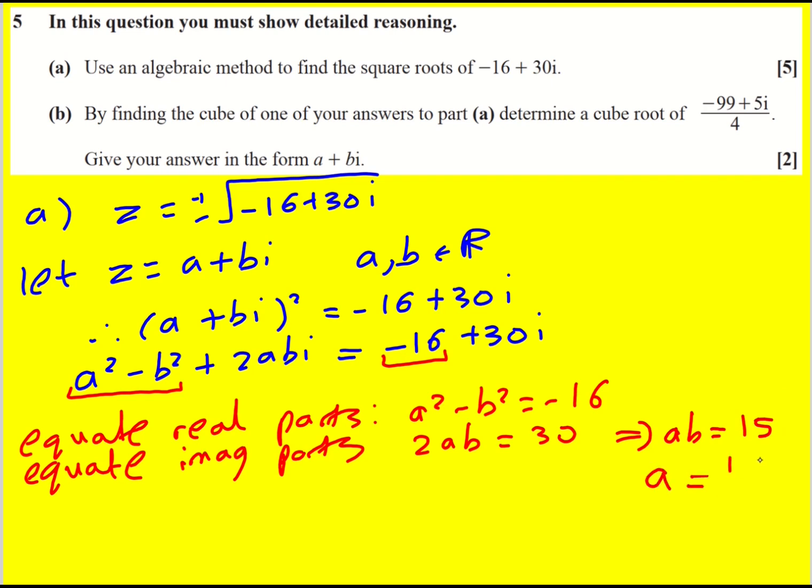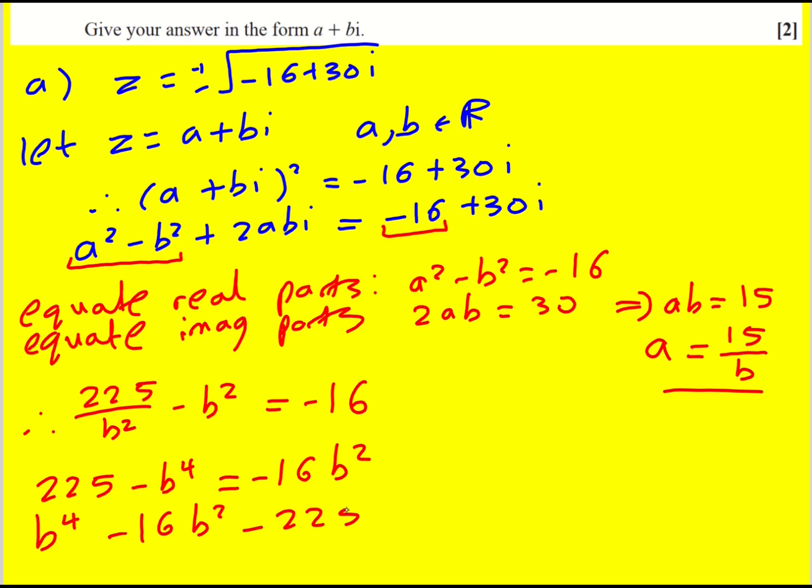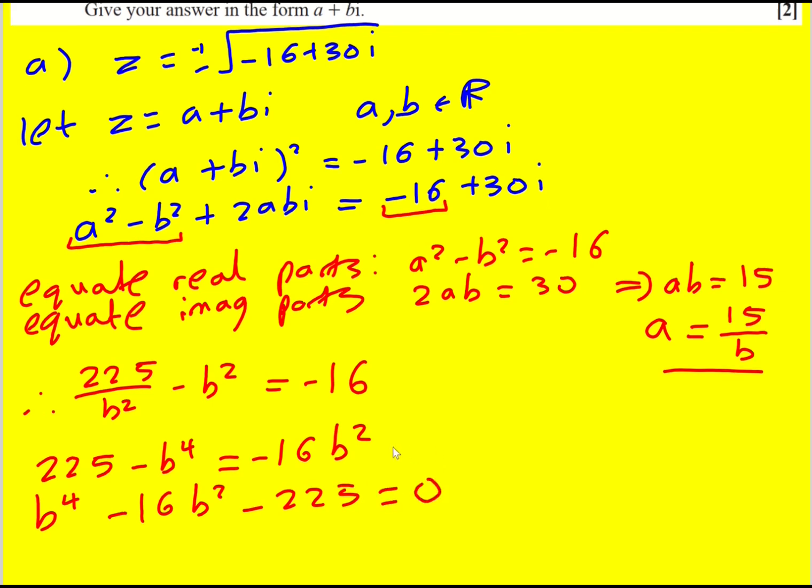I've created simultaneous equations in two unknowns. So I'm going to let a equal 15 over b and sub it in. So 225 over b squared, that's my a squared when I square this, minus b squared is going to equal minus 16. This is in fact a hidden quadratic. I can times through by b squared, and then rearrange to give b to the 4 minus 16b squared minus 225 equals 0.